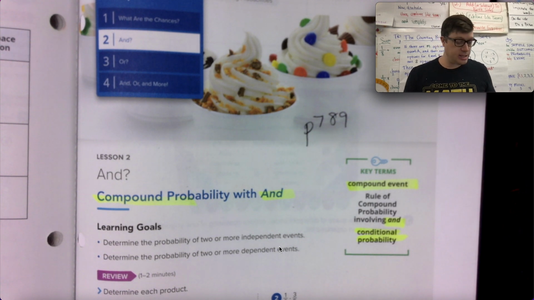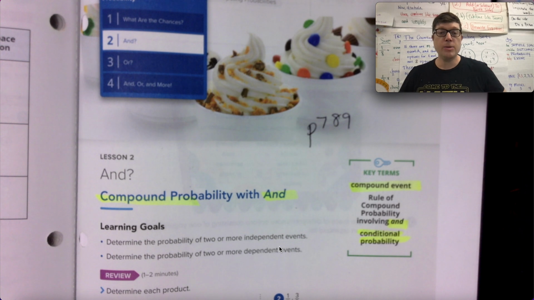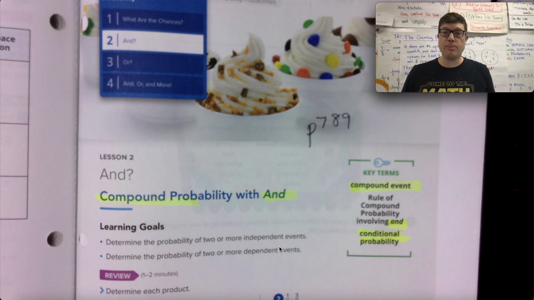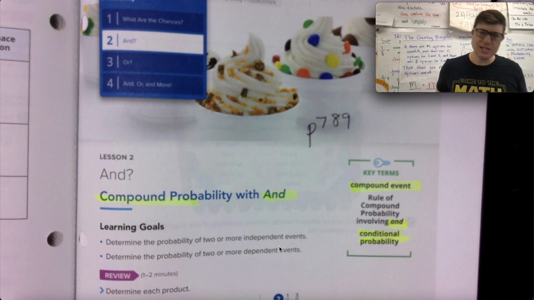The learning goals for this entire lesson, the next string of videos up through about page 800, are all based upon determining the probability of 2 or more events that are independent and determining the probability of 2 or more events that are dependent. Let's do the review together.